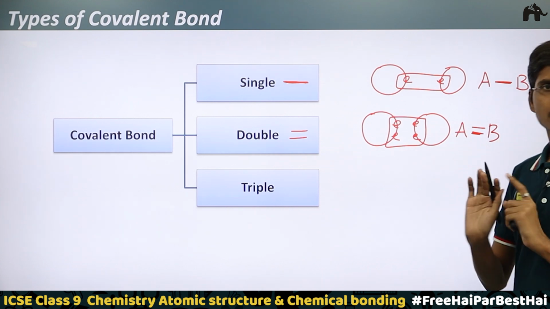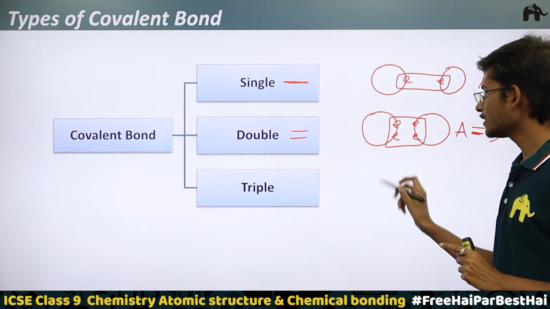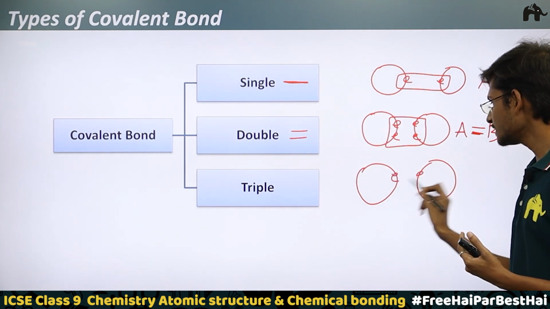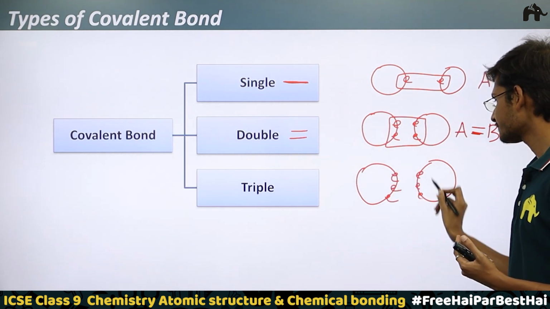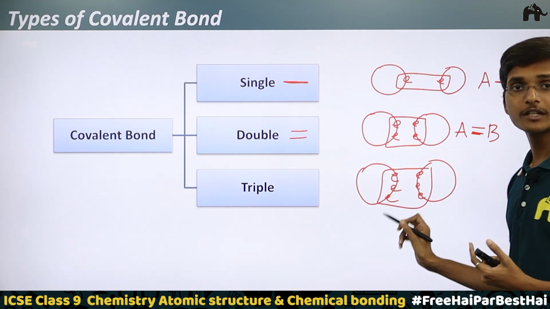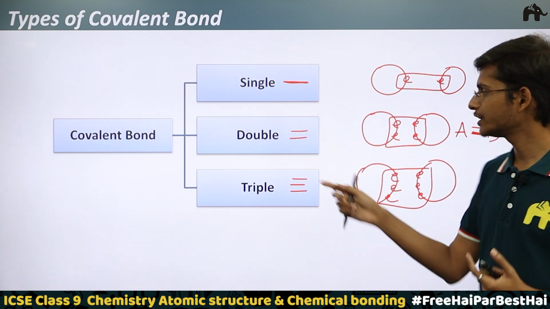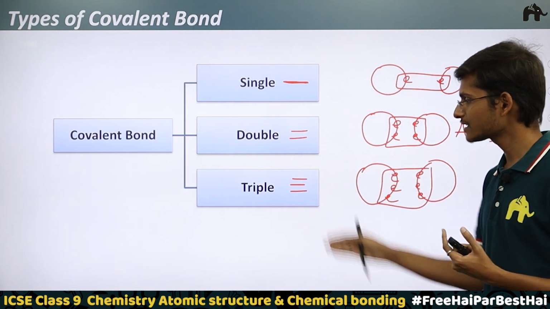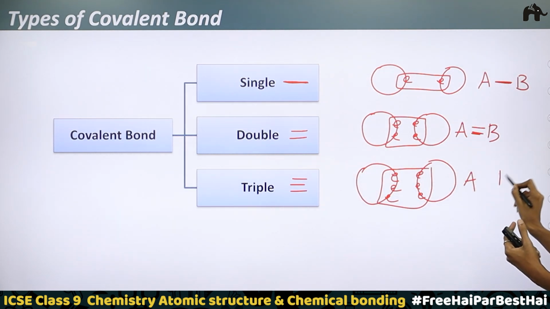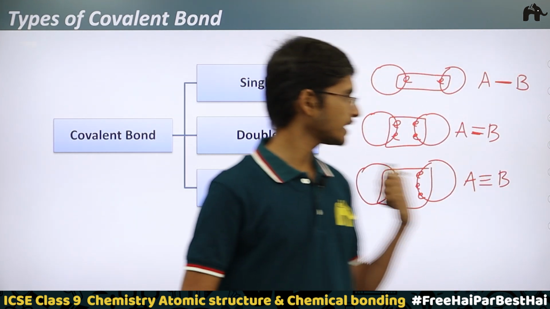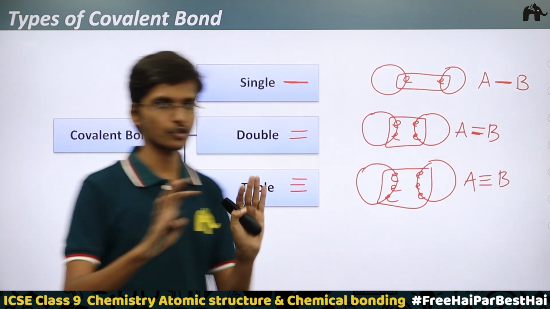That's it. And then the triple one, I hope you would have guessed it right. Whenever three electron pairs are shared, that covalent bond is called a triple covalent bond, denoted by three horizontal lines. Very easy. Between A and B, if there is a triple covalent bond, then we write A and B with three horizontal lines between them.